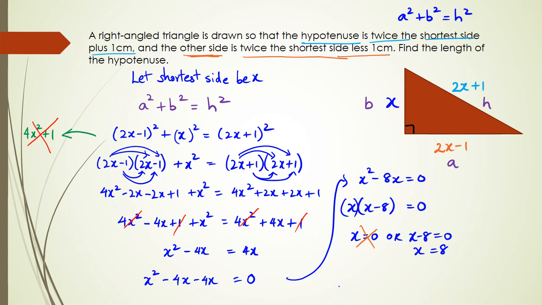If we go back to the question, it says find the length of the hypotenuse. The hypotenuse length is 2x plus 1. So we've got 2 multiplied by 8 plus 1, and that's equal to 17 centimeters. So basically we can say the hypotenuse equals 17 centimeters. And that's basically it. As I said, guys, I'm not sure you might see a question like this, but it's always good to know this particular formula for the right angle triangle: a squared plus b squared is h squared.